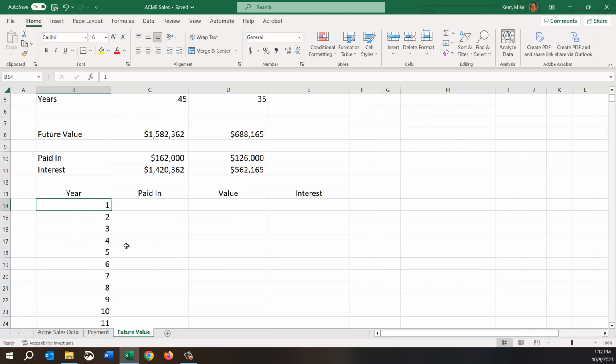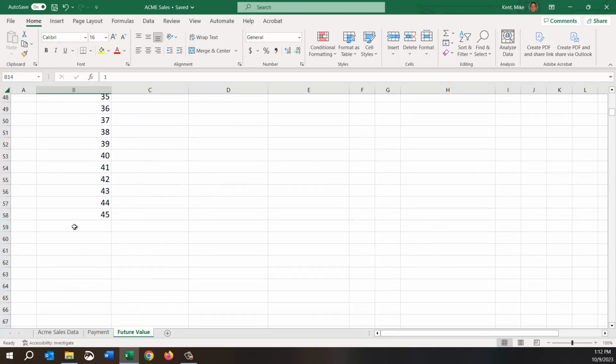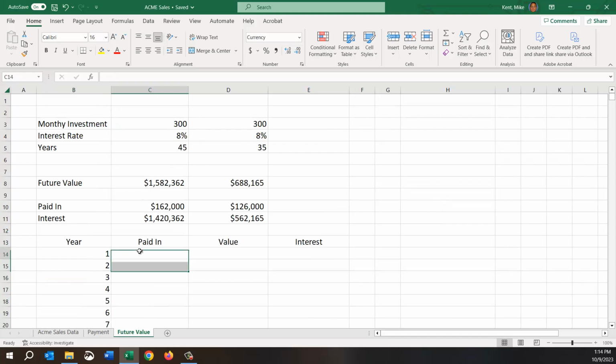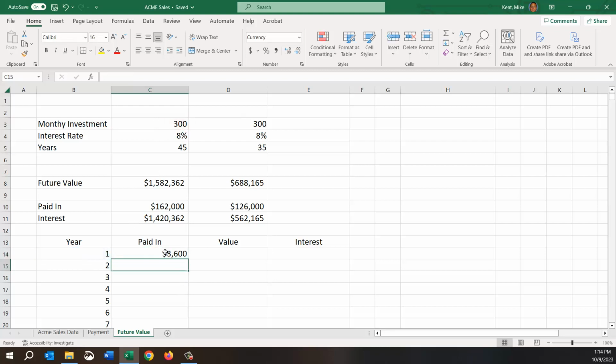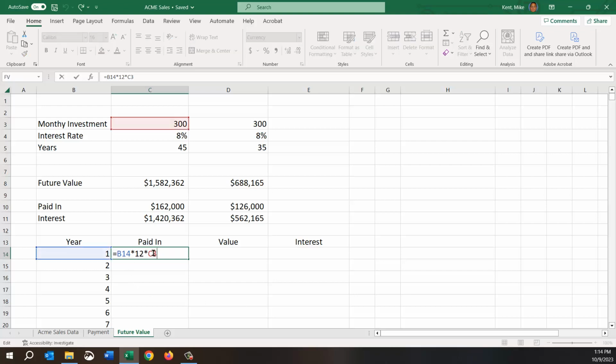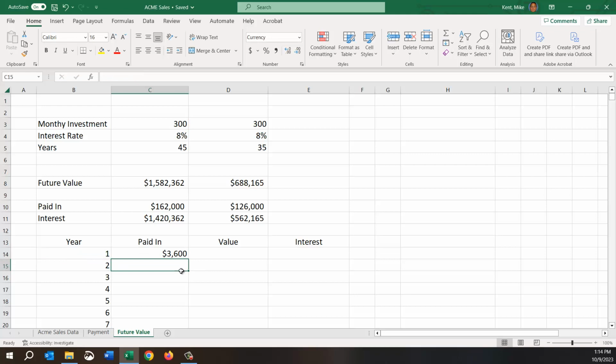Let's go from year 1 and let's go all the way down to year 45. Over. Equal. That's the number of years I'm paying in times 12 times $300 a month. Now I got the right formula. First year I paid in $3,600. Now C3 needs to be absolute. So when I copy it down, year 2 is $7,200.